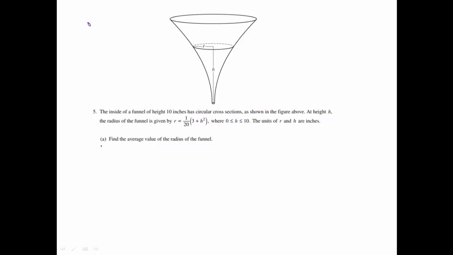Part A says to find the average value of the radius of the funnel. Well, we know average value is 1 over b minus a times the integral from a to b of the function. So in this one, it's going to be 1 over 10 minus 0 times the integral from 0 to 10 of the radius. So our radius is 1/20th times (3 plus h) squared dh. Okay, from here we don't get to use our calculator, unfortunately, so we get to work this out by hand.